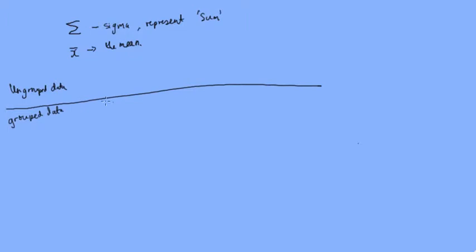So, given these pieces of notation, we're now going to look at how to calculate the mean if we have ungrouped data and grouped data. So the ungrouped data is when we have just the raw data, but grouped data is when we will be dealing with frequency densities.